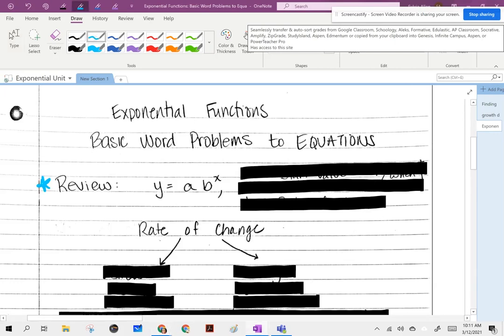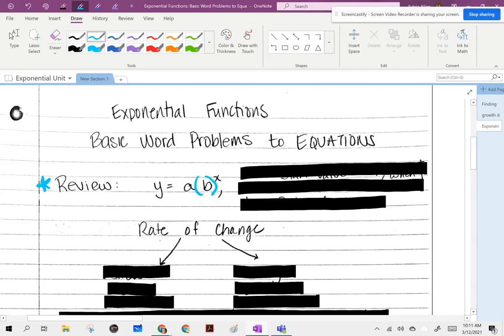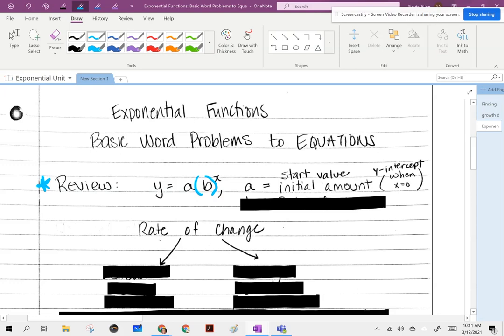Remember that exponential functions are y equals a times b to the power of x. So let's take a look at what a is. A represents that initial amount, which is the same thing as the starting value. It's the y-intercept, it's the y value when x is 0. So all of those things are a way for you to identify the a.